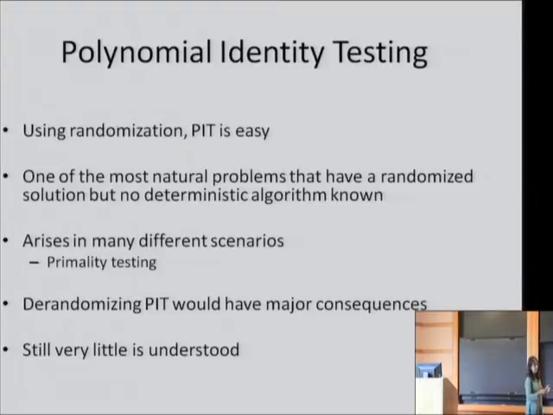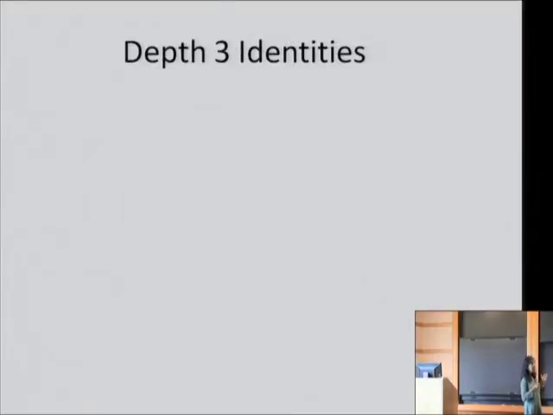And de-randomizing this problem would have very interesting consequences in complexity theory. This is one of the most natural problems we have which has such a simple randomized solution, but no deterministic algorithm is known. What we do know only holds for special classes of circuits, which are also very interesting. But we still seem very far from de-randomizing the entire class of arithmetic formulae. So what I'll talk about right now is identity testing for a particular class of arithmetic formulae, and we'll see the connection, as I describe this problem, to incidence geometry.